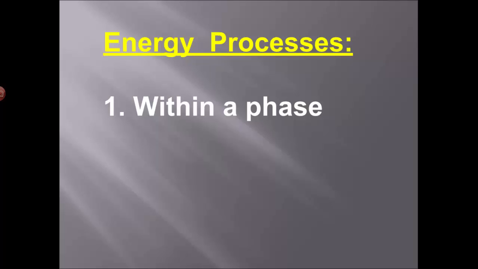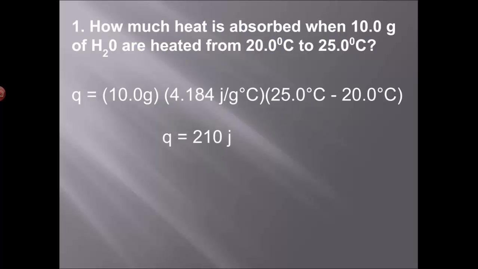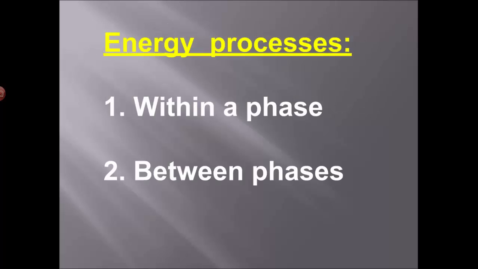And this is just basic calorimetry, for example, calculations using Q, M, delta T, and all of that we already know how to do. So for example, if we want to take a look at how much heat is absorbed when 10 grams of water are heated from 20 degrees Celsius to 25 degrees Celsius, we just use Q equals M times C times delta T. Where the M is 10 grams, the specific heat of water is 4.184 joules per gram degree Celsius, and the delta T, the change in temperature final minus initial, is 5 degrees. Q is positive, 210 joules. Easy.